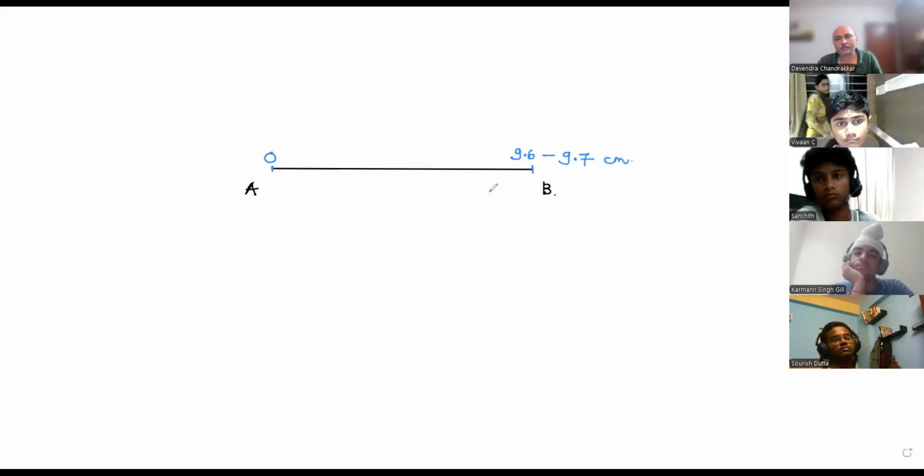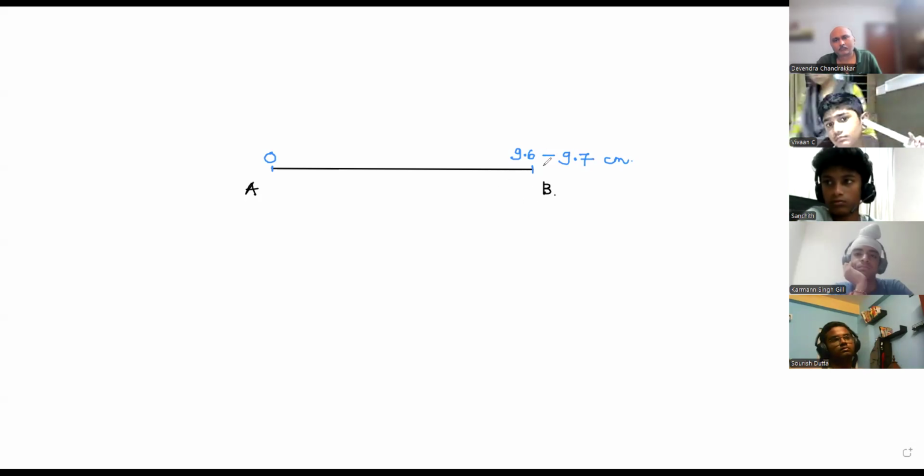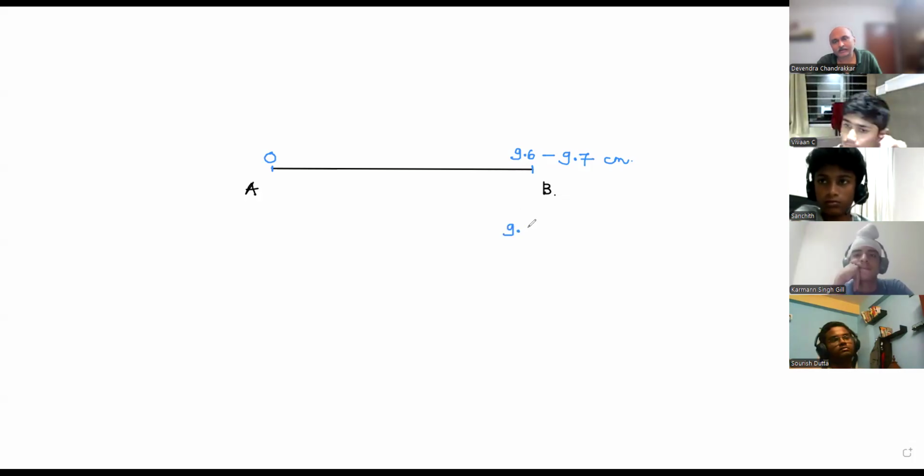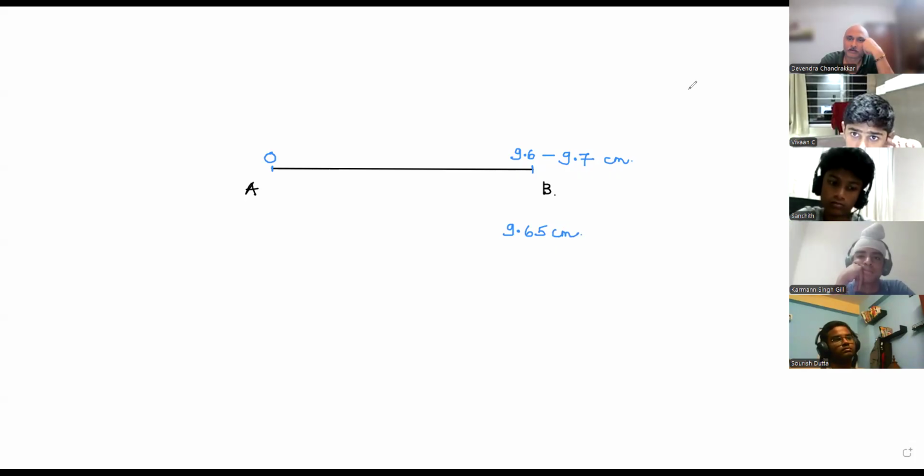Now tell me, it's lying in between 9.6 and 9.7. So can I write 9.65 centimeters as the answer? How many of you would like to write it like this?